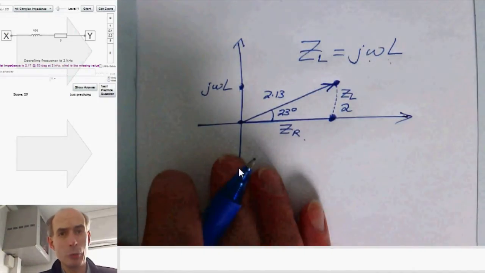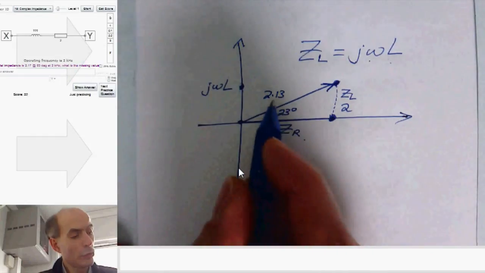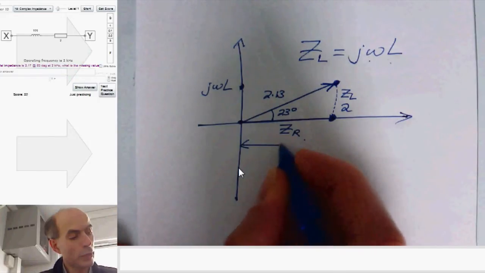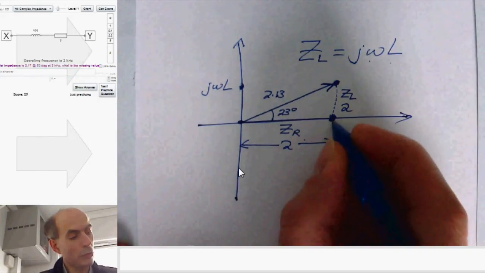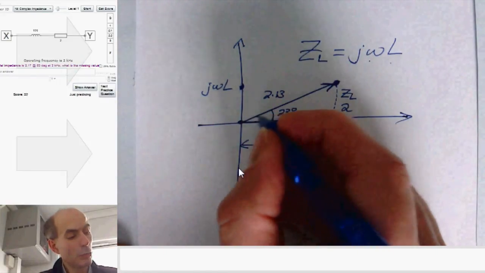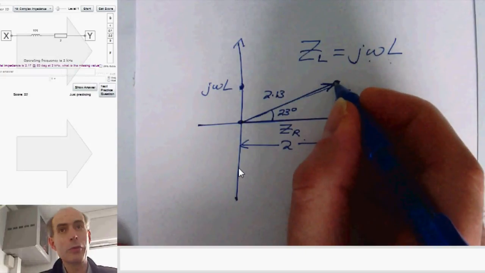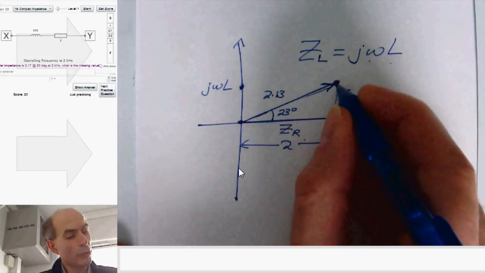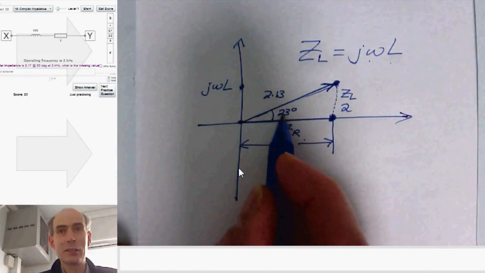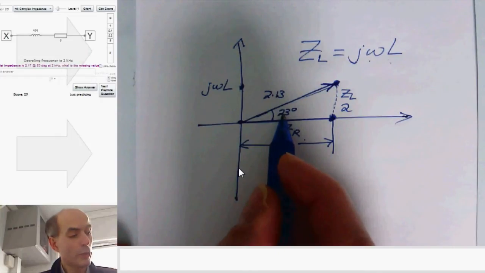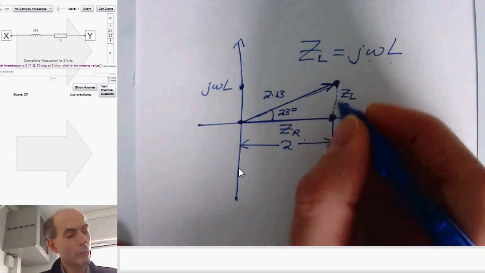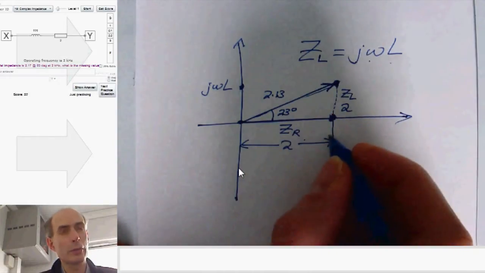We don't actually need both pieces of information. We could use the 2.13. And we know that this distance from here to here, that's the magnitude of the impedance of the resistor, is 2. We know that the hypotenuse of this triangle is 2.13. We can work out the length of this side by Pythagoras' theorem. Alternatively, we know that the angle is 23 degrees, and we know that the tangent of 23 degrees will be whatever this distance here, the impedance of the inductor is, divided by 2.